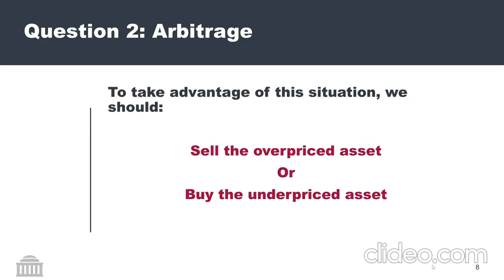So to take advantage of this arbitrage opportunity, what we should do are generally two things. We either sell an overpriced bond, or we buy the underpriced bond, or any asset for that matter. In this case, since bond D was overpriced, to take advantage of this opportunity, we should be selling this bond at the quoted price, or at $99.5.